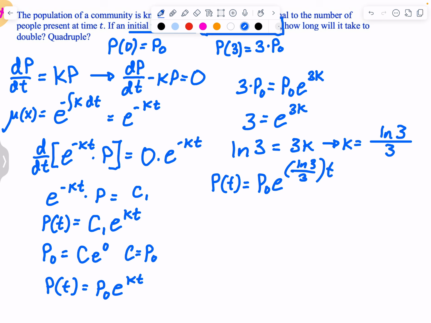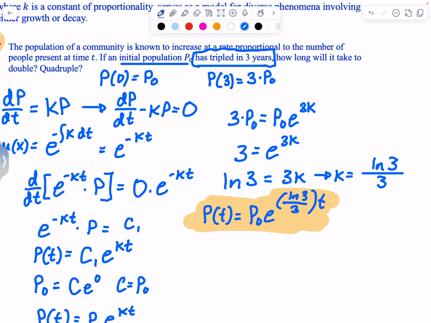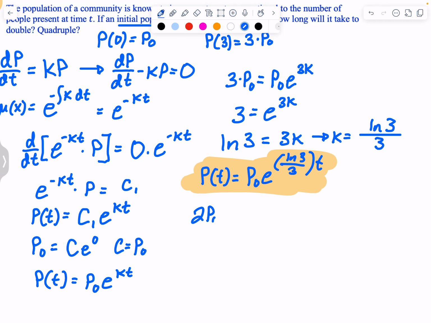We could get a decimal, but I like to leave it exact until I get to where I need to go. So here's our equation. I'm going to go ahead and highlight this so I don't lose it. All right. They want to know how long is it going to take to double? So I'm going to have 2 P naught equals P naught e to the (ln of 3 over 3) t. So the P naughts go away.